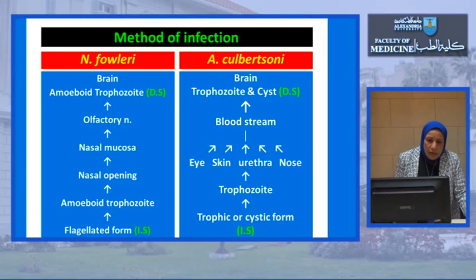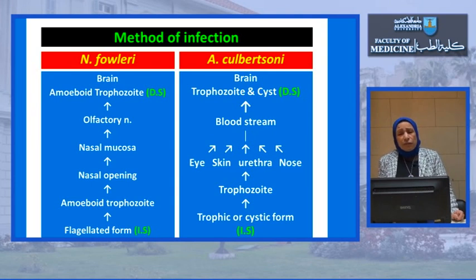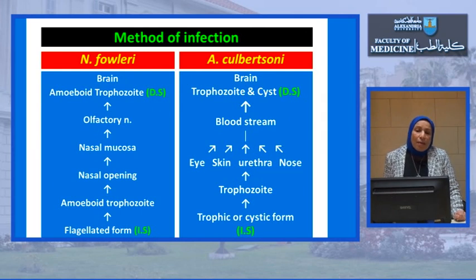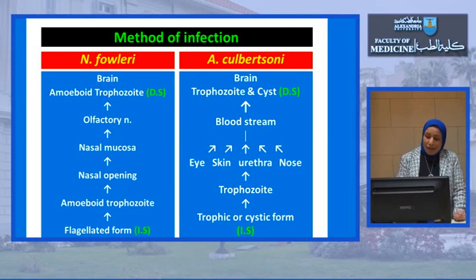When the infective stage enters through the nasal opening, Naegleria will migrate and penetrate the nasal mucosa, ascending through the olfactory nerve, reaching the brain. So the diagnostic stage of Naegleria is the amoeboid trophozoite only in the brain, while the infective stage of Acanthamoeba is the trophic and the cystic form. It changes to trophozoites, enters through any opening of the body, then to the bloodstream by hematogenous spread, reaching the brain, and the diagnostic stage of Acanthamoeba in the brain is the trophozoite and the cyst. So the only amoebic cyst present in host tissue is the Acanthamoeba cyst.